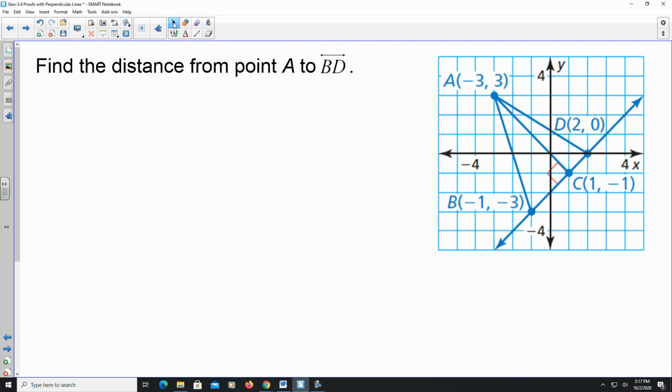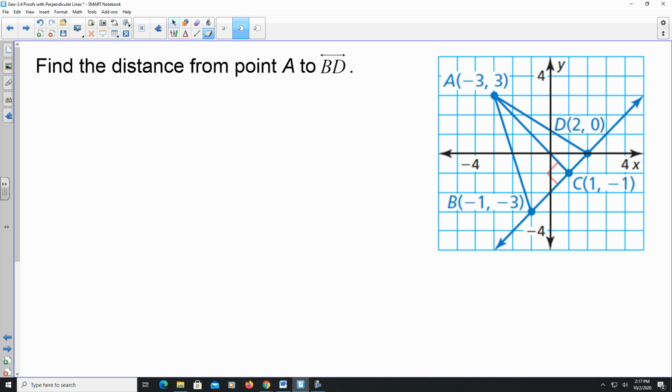The next thing they want us to look at is to find the distance from point A, which is right here, to line BD. So BD is this line right there. Now, when it comes to finding the distance between either a point and a line or two parallel lines, the distance must be perpendicular to the point and that respective line. Or if it was two lines, it's going to be the distance between those two lines, and they must be perpendicular to each other.